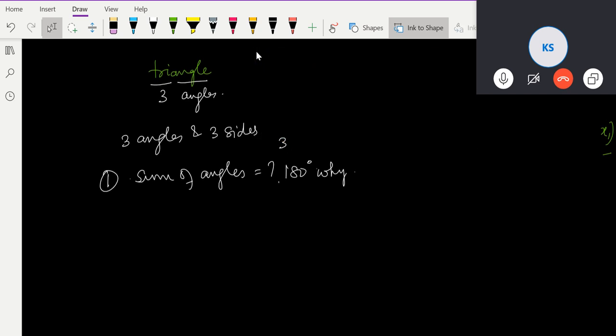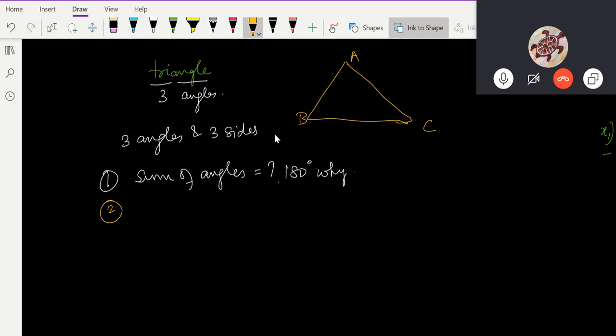What is the next property? What is the next important property? So that means, now we know that if we are given two angles, we can find out the third angle. Yes, sir. The sum of angles is 180 degrees. What is the next important property?